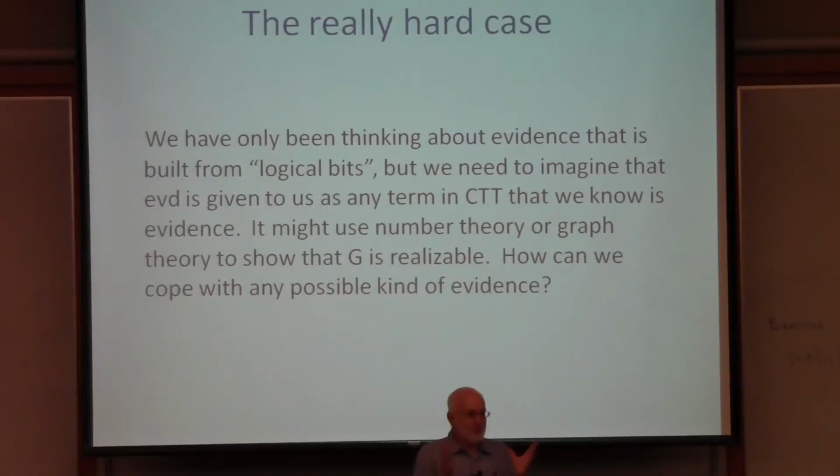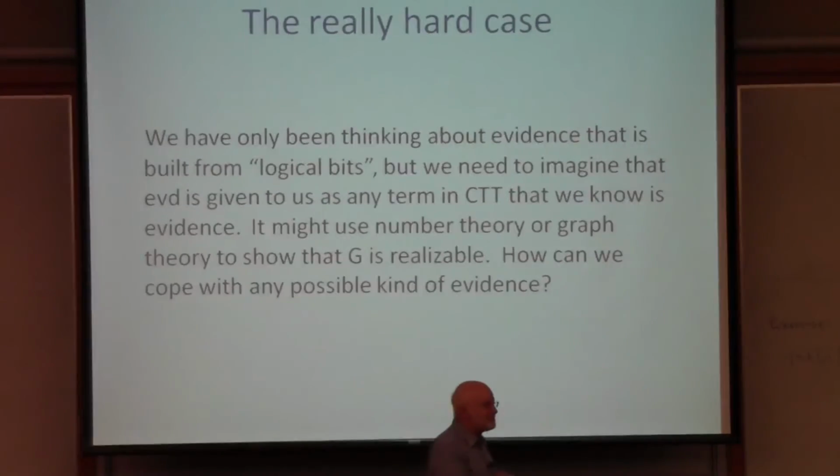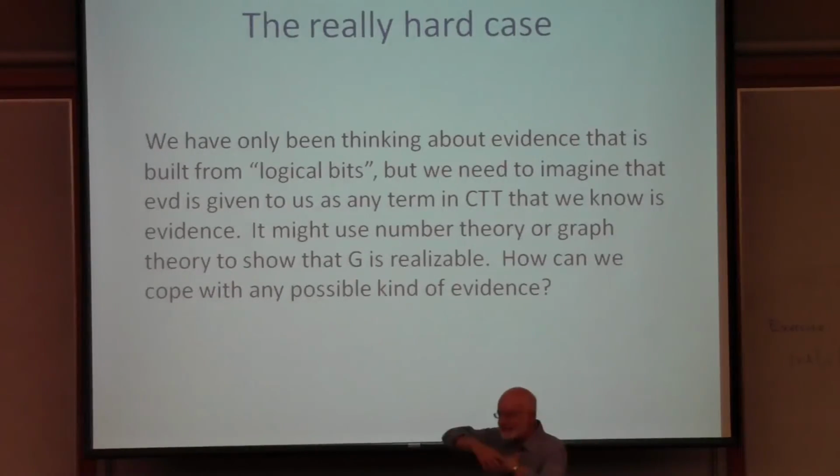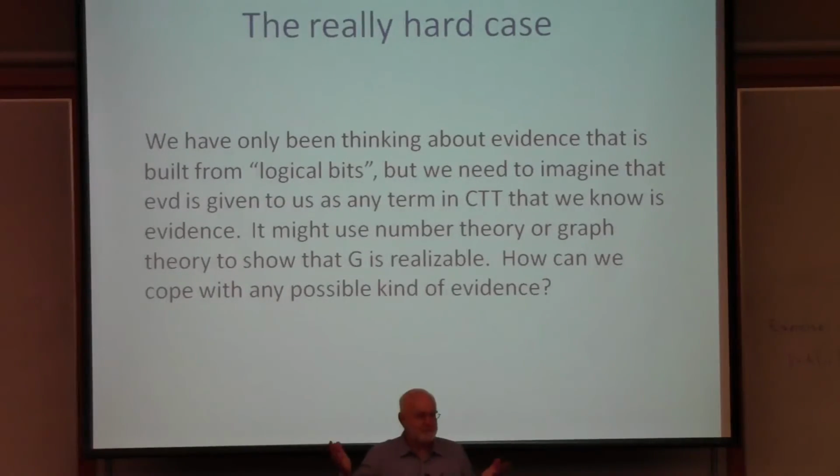So what are you doing? And the evidence guy says, oh, I got a cute little proof here using graph theory and number theory, and it uses all this stuff from Nuprl's theory of graphs and numbers and lists. I say, what? That's your evidence? Now this seems really bad. How are you going to deal with all that stuff in the type theory?